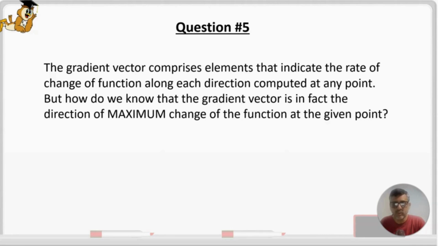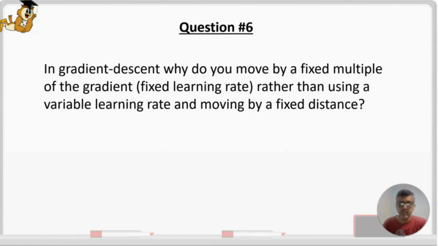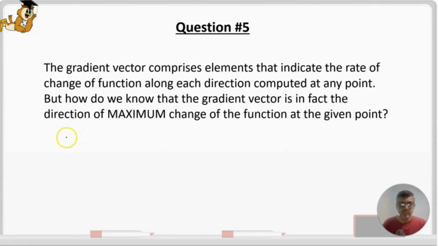computed at a point. We know this, right? But how do we know that the gradient vector is in fact the direction of maximum change of the function at the given point, right? I mean, it is one thing to create a gradient vector, which looks like this: delta f over delta x, delta f over delta y, and so on, and put this into a nice vector, right? And you say you compute it at a point x0, y0.